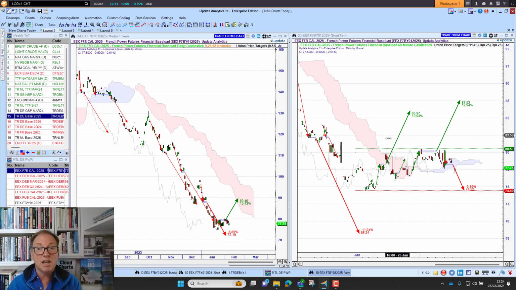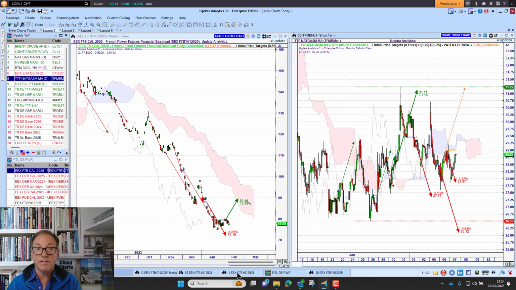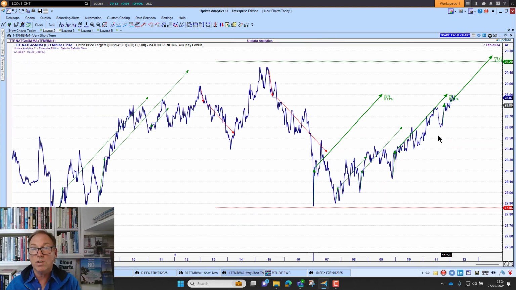Remember, you've just got to keep an eye on what's going on in those different time frames: daily, longer term, medium term, short term is 60-minute, and then the 1-minute charts. They're going to be really quite key, and it's very interesting to see that this morning we're seeing that on TTF. It's really quite fascinating that we're seeing these targets kick in. Just keep watching the targets.